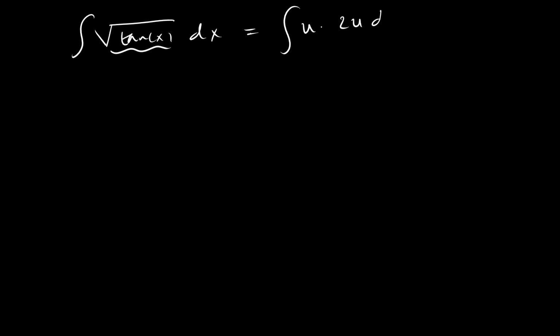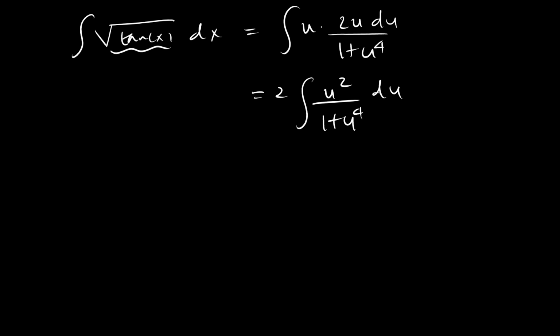Now, what that means is that the integral of the square root of tangent of x is equal to, in place of the square root of tangent of x, we have u. In place of dx, we have 2u du all over 1 plus u to the 4th. So our integral now becomes twice the integral of u squared over 1 plus u to the 4th. And so what is u to the 4th? We would like to break that down a little bit.